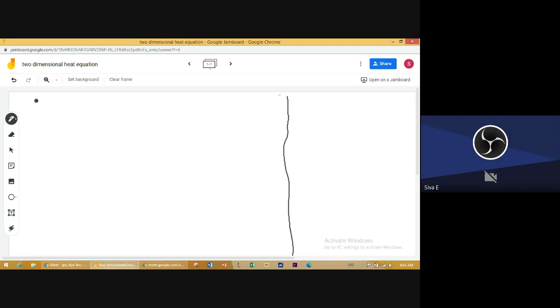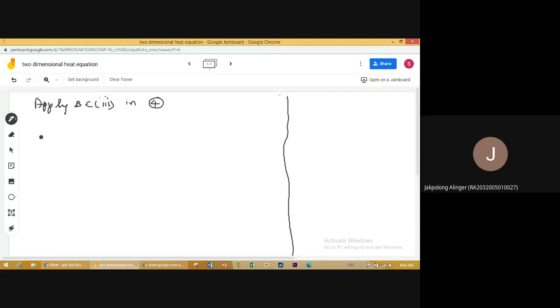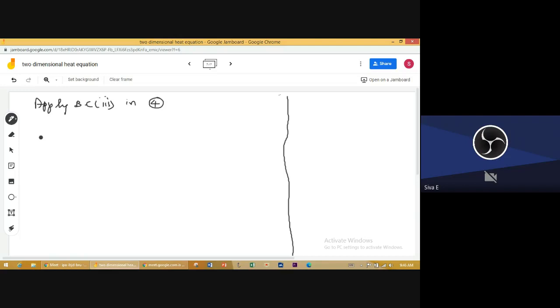Now apply boundary condition 3 in equation 4. So what is boundary condition 3 here? What is boundary condition 3 here? Ghulam? Yes, sir. What is boundary condition 3?